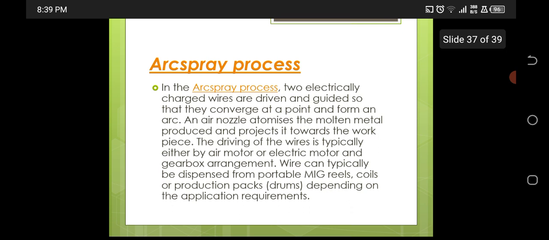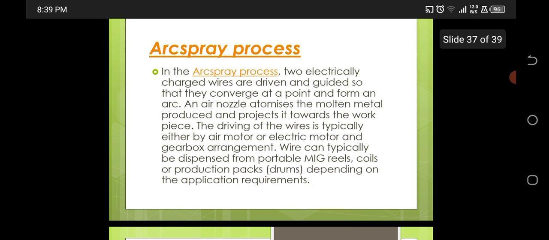Arc. Here we have two electrically charged wires that are driven and guided so that they converge at a point and form an arc. Here we have two different wires, which are both electrically charged, and they are driven or guided so that they converge, they join each other and form the shape of an arc. Okay. Then the air nozzle atomizes the molten metal and projects it forward toward the target.